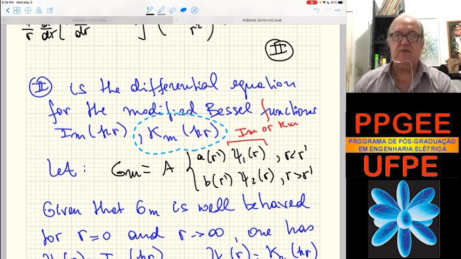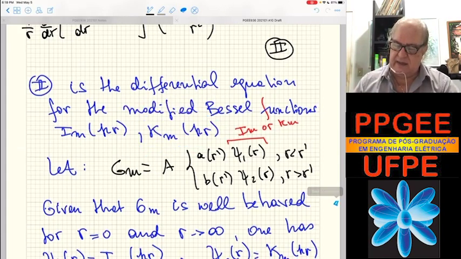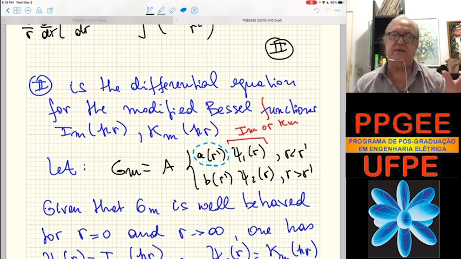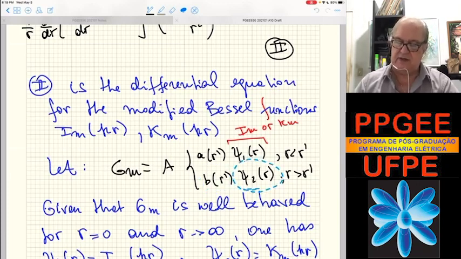So Gm can be written as a function of r. For r smaller than r prime, we have a combination of Im and Km, let's call it psi1. We have a coefficient which should be constant, but depends on r prime, let's call it A of r prime. And for r larger than r prime, we have a coefficient that depends on r prime, and a second combination of Im and Km. That's how it is.